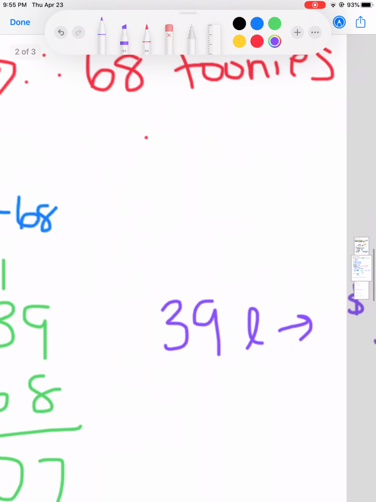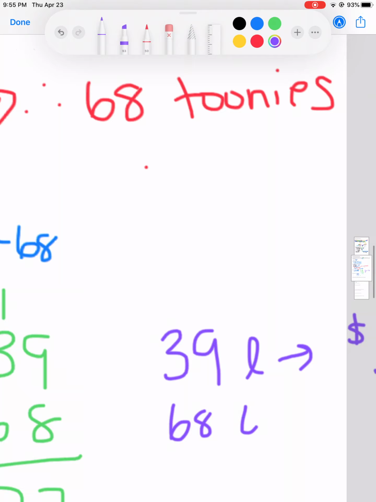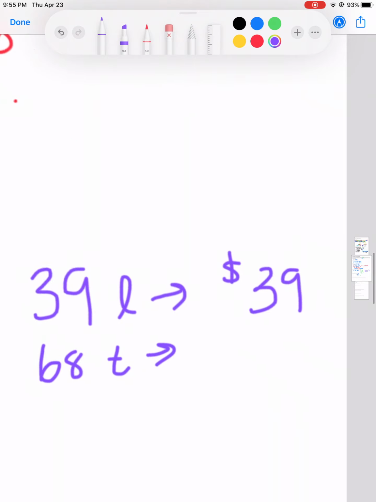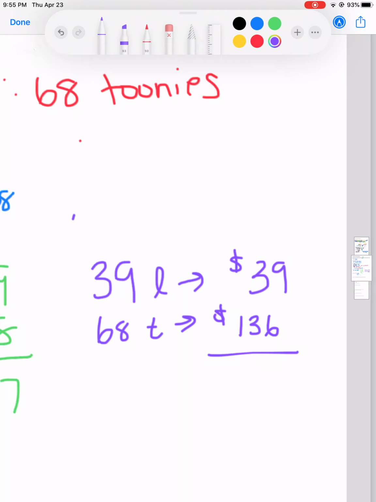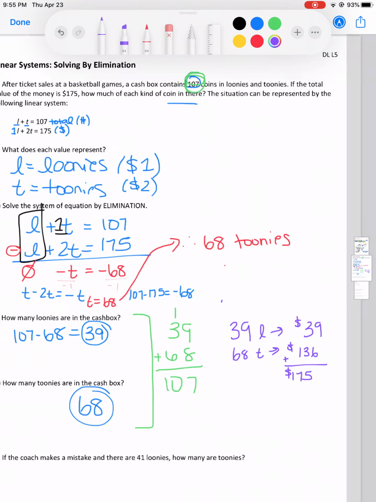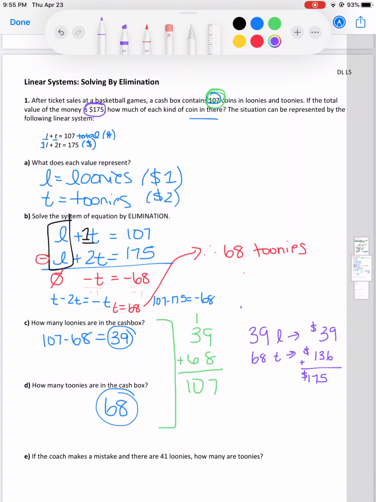And 68 toonies is how many dollars? 136. Yep. It's $136. What's 39 plus 136? 175. Is that our total? Yep.